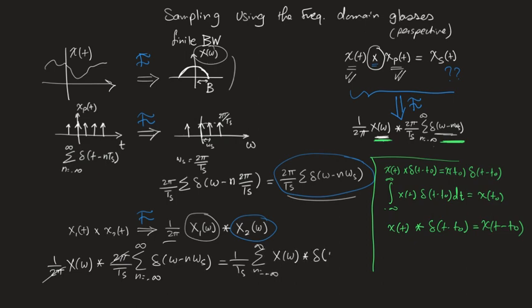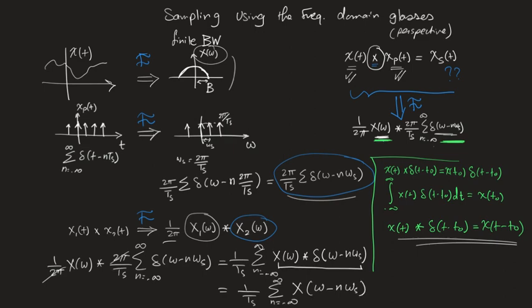with delta of omega minus n omega s. And now from this property, this is going to be equal to X at omega minus n omega s. When you convolve X of omega with delta of omega minus n omega s, you end up with X of omega minus n omega s. It's very interesting. I will show you why. So this is equal to 1 over Ts, the summation of n from minus infinity to infinity, X of omega minus n omega s. That's the final result.